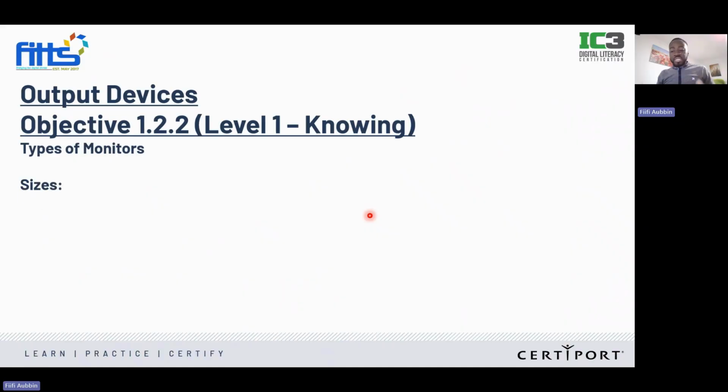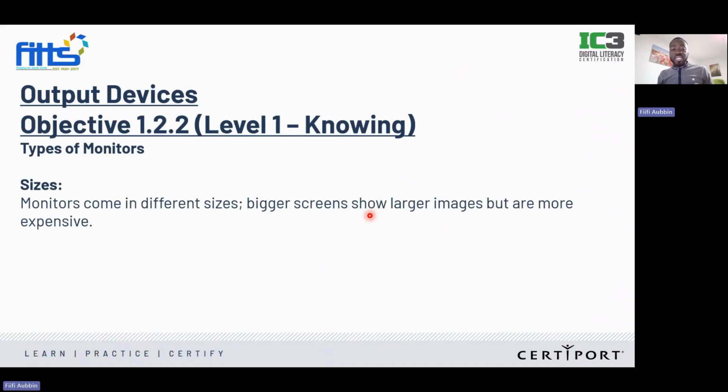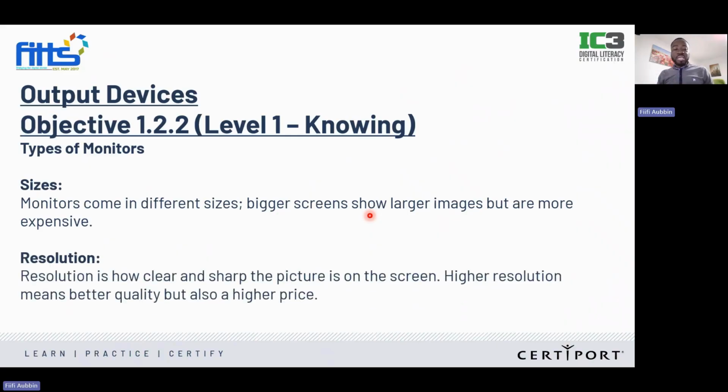Types of monitors: we've got sizes. Monitors come in different sizes. Bigger screens show larger images but are more expensive. So it always comes down to your ability to pay. Then the resolution is how clear and sharp the picture is on the screen. A higher resolution means better quality but also a higher price. So just bear that in mind.